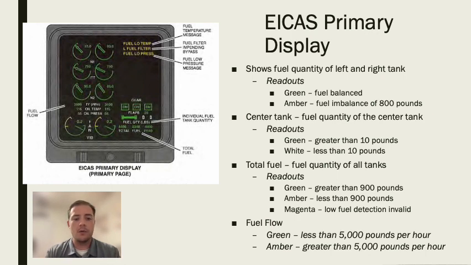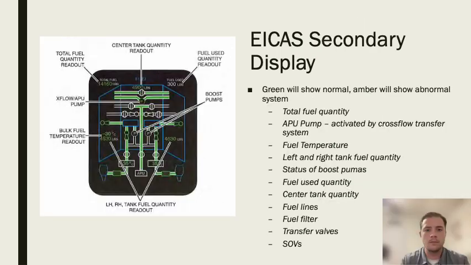And then next we have fuel flow. So lastly, for fuel flow, green is going to represent less than 5,000 pounds per hour being burned from the engines, and then amber is going to represent greater than 5,000 pounds being burned per hour.